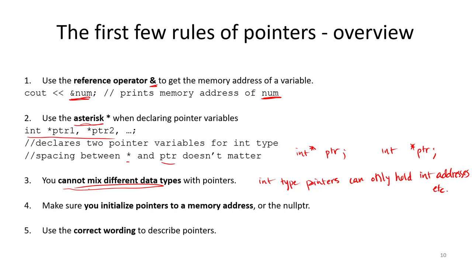Rule number 4. Generally, you want to make sure you always initialize your pointer to hold a given memory address, or the null pointer, which is memory address 0.